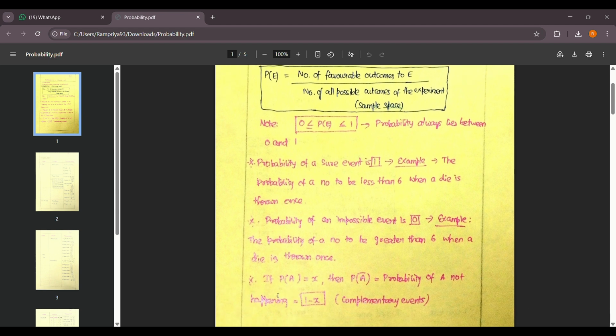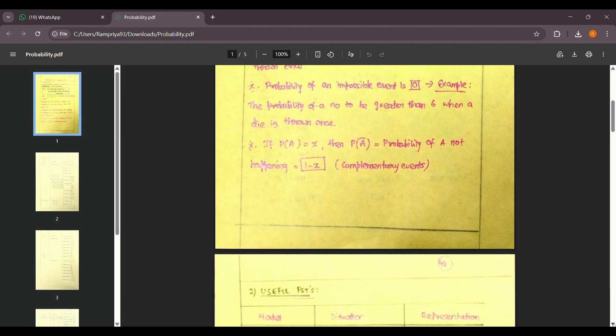Next, if the probability of a given event is X, then they will be asking you to find the probability of the event not happening. So probability of A is X, then they will be asking you to find the probability of A bar, which is A not happening. That should be 1 minus X, because A and A bar both represent complementary events. Complementary means exact opposite. So these are the basics.